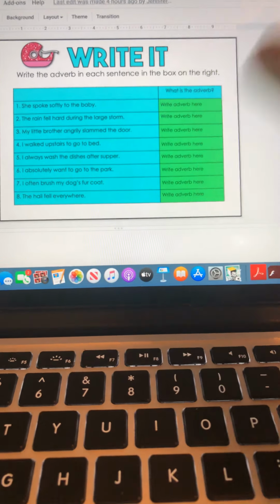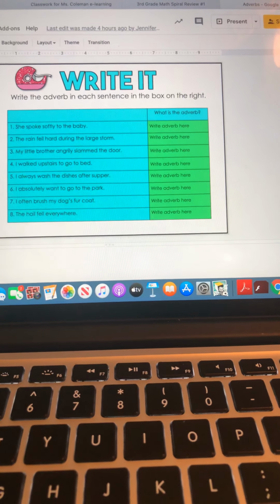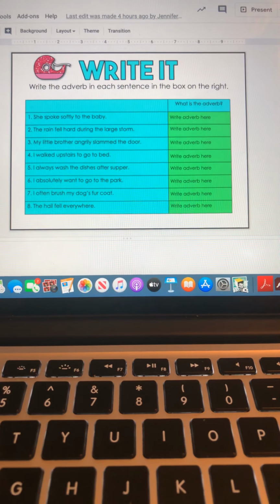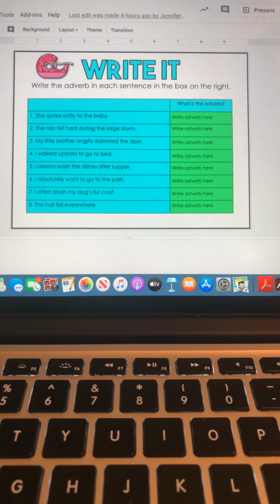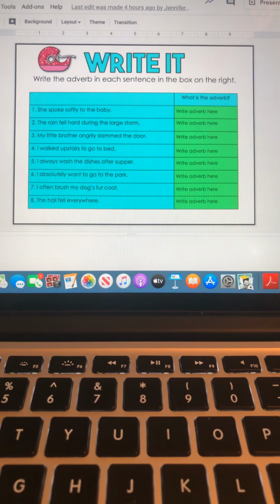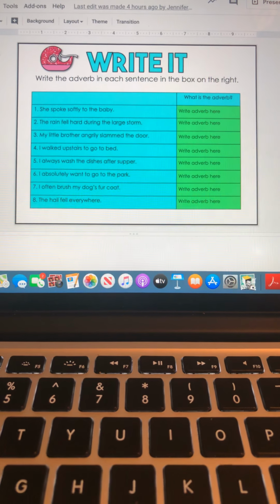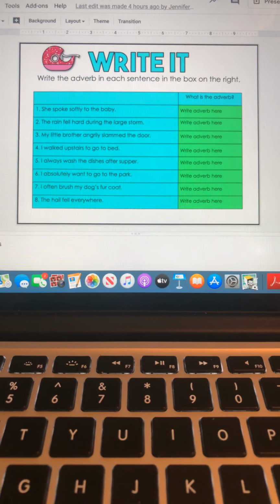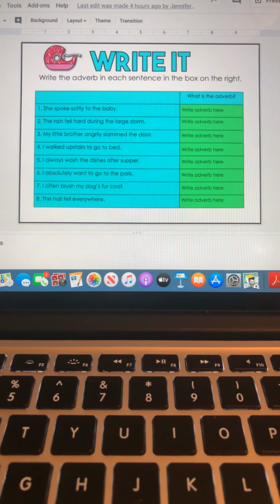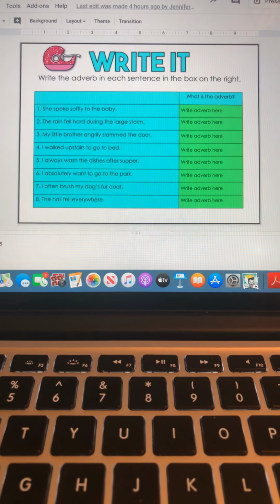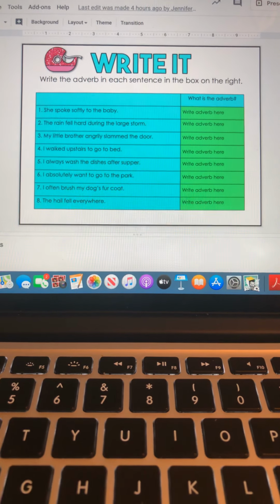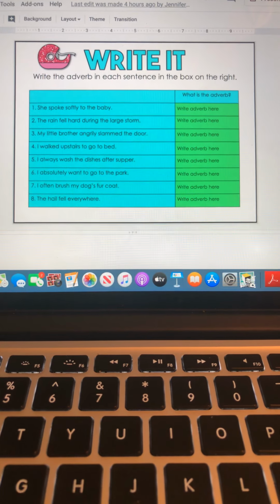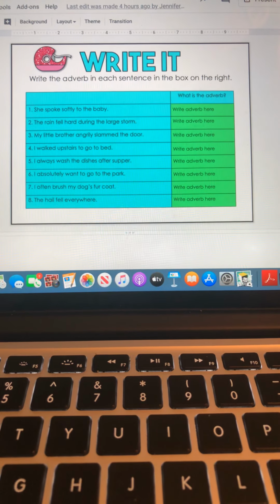All right, the next sentence says, the rain fell hard during the large storm. Number 3, my little brother angrily slammed the door. Number 4, I walked upstairs to go to bed.